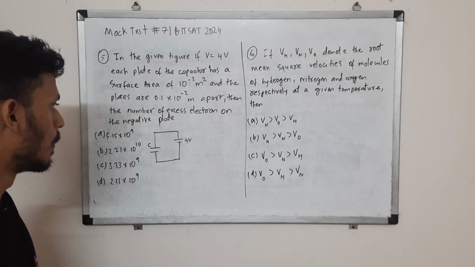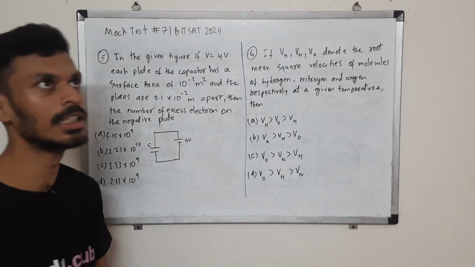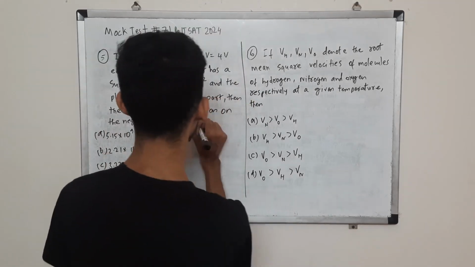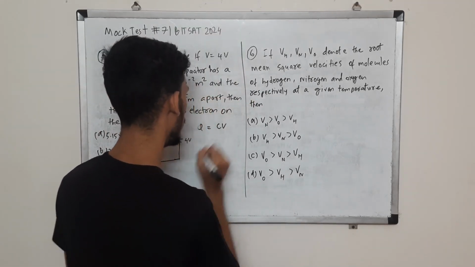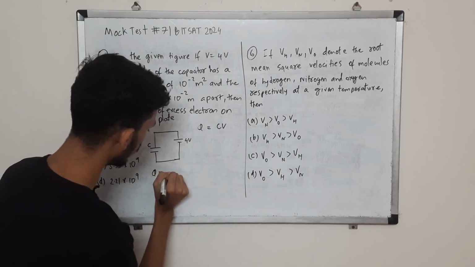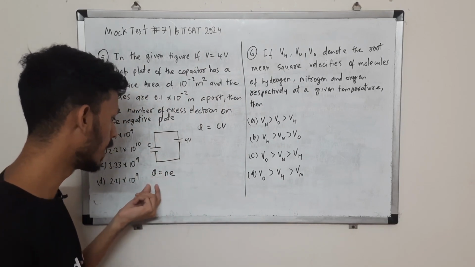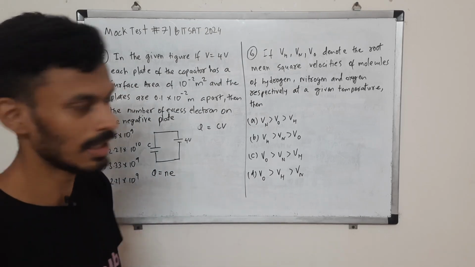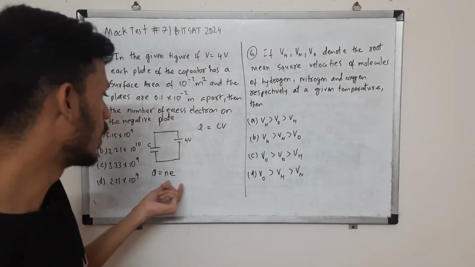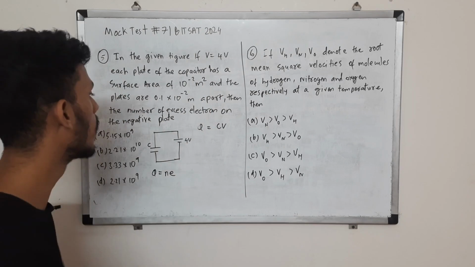So basically what we'll do, we'll find the charge on the capacitor. We can use Q is equal to CV, and then we'll use Q is equal to Ne, quantization of charge, right? And from here, if we divide this Q by e, we can find the number of excess electrons, right? Basically, the charge is quantized and it is given as Ne.